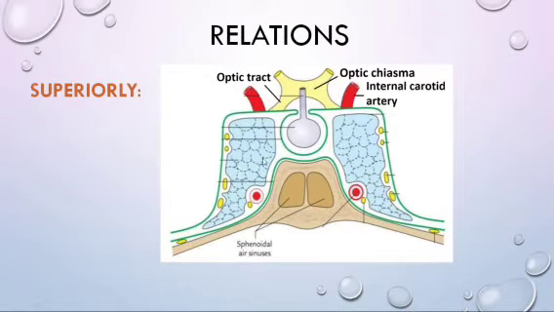So this is the coronal section of the cavernous sinus. Okay, you can just understand this picture. Now this is the pituitary gland, the stalk of the pituitary gland. This is the diaphragma sellae, and this is the optic chiasma, optic tract, and you can see the internal carotid artery. So now you have some openings here.